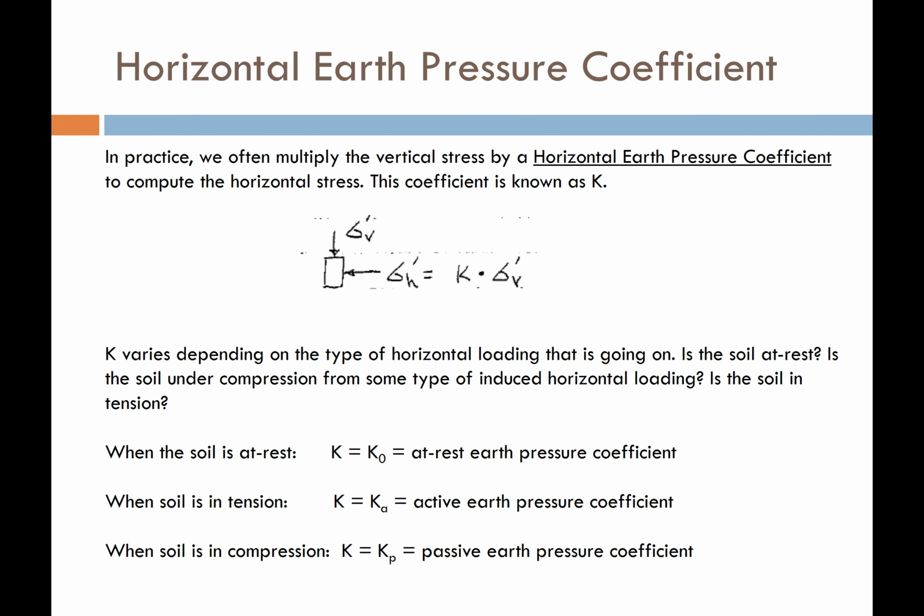Now, oftentimes in practice, we compute or get this sigma prime h, that h is for horizontal stress, as a function of the vertical stress. We know vertical stresses. We've been dealing with them all semester long. These are just the effective vertical stress or the geostatic stress. Or it could be the effective vertical stress plus the induced stress that we apply to the soil, maybe on the ground surface. Anyway, if we know that stress, all we need to do is get this factor K, and we can multiply that K factor by the vertical stress to get our horizontal stress. So this K is what we call a horizontal earth pressure coefficient.